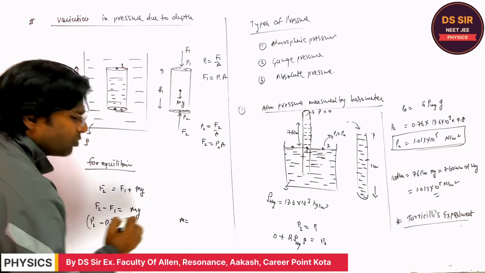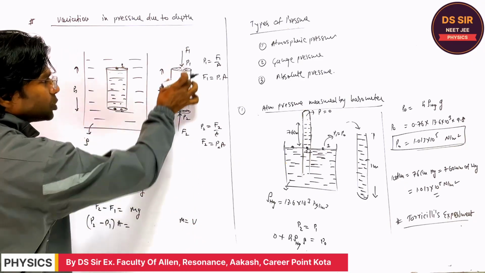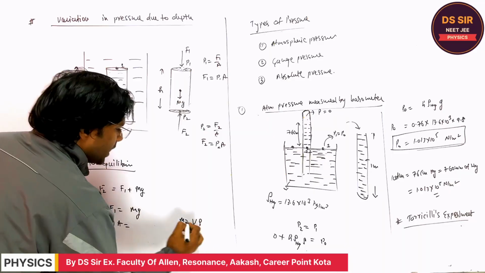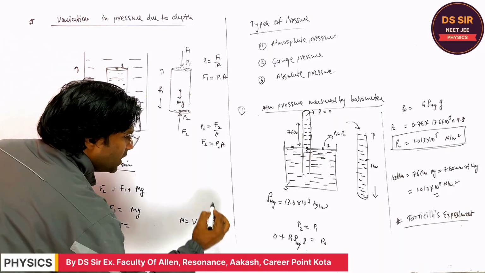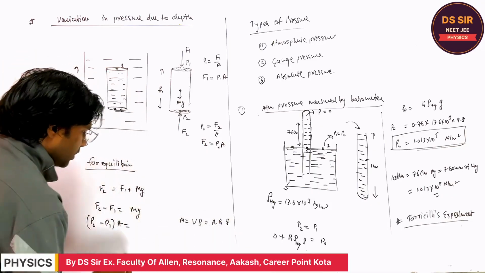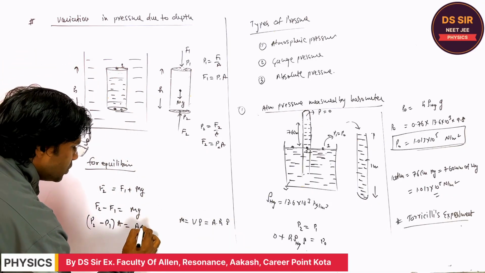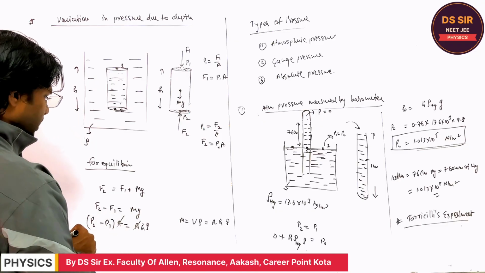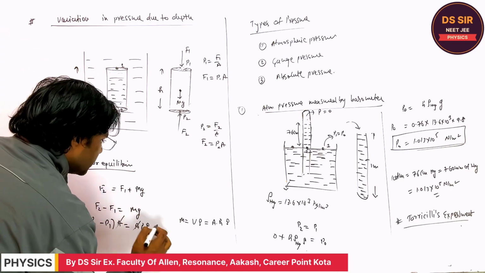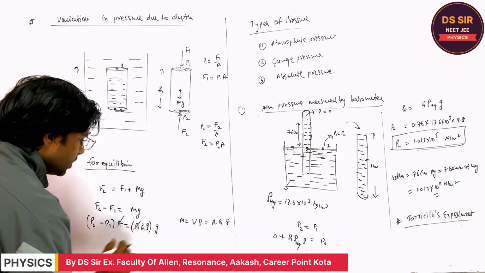What is the mass of the liquid column? Say volume, its total volume of the cylinder into density, the density of the liquid. What is the volume? Say area multiplied by h, into density. So I will put the mass is equal to A h into rho. It will cancel out. Is it clear or not? And this is the g. This is the mass into g.